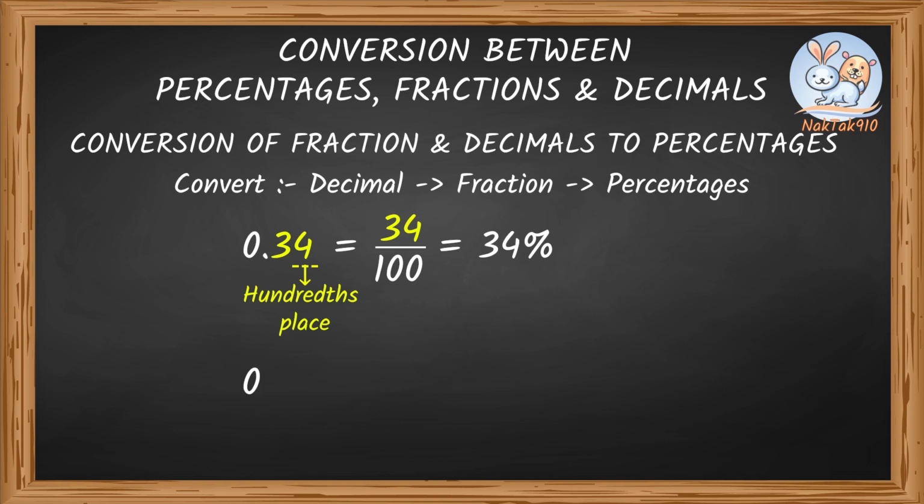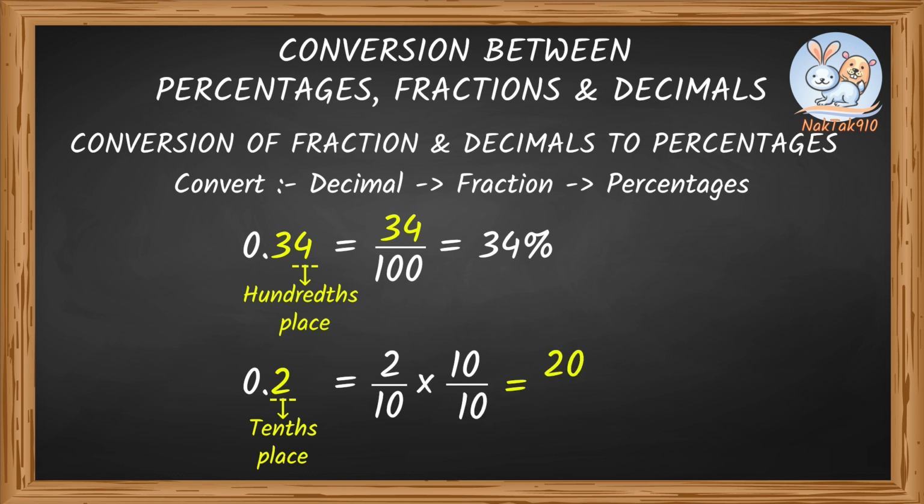Now you try an example. Let's convert 0.2 to percentage. Friends, let's do this together. Because there's only one digit after the decimal point in the tenths place, the denominator will be 10. 0.2 equals 2 by 10. Now we need to convert the denominator 10 to 100. We know 10 times 10 is 100. So let's multiply numerator and denominator by 10. 2 by 10 equals 2 times 10 by 10 times 10 equals 20 by 100, which is 20%.